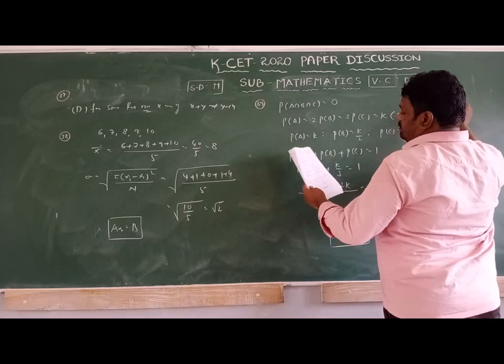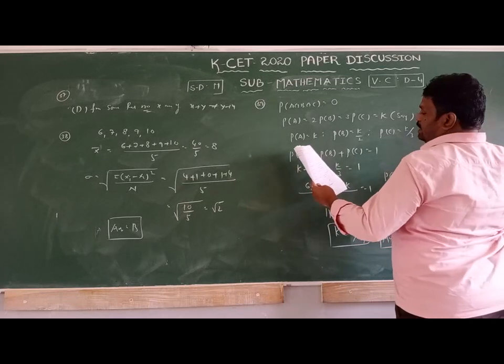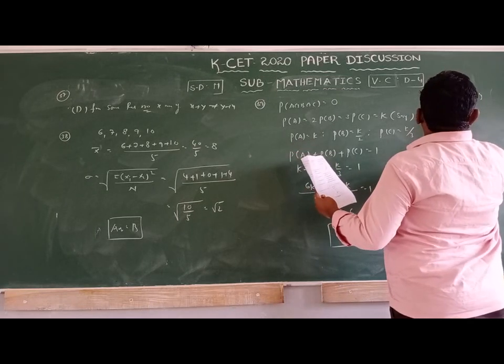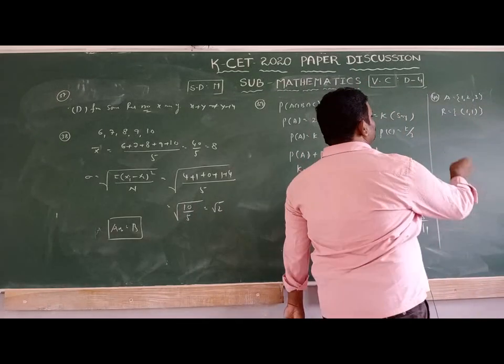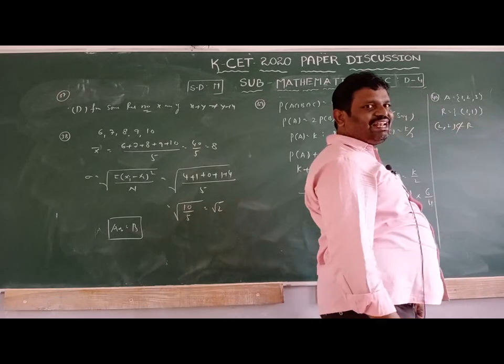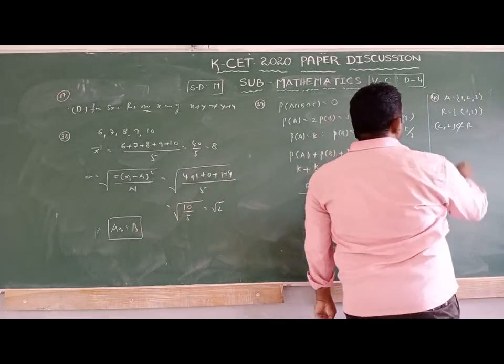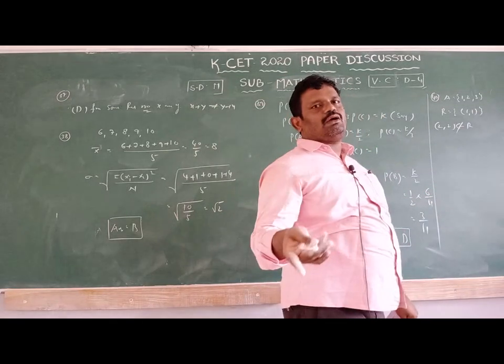Question 40: one set is given, A is equal to, suppose, 1, 2, 3, and R is a relation like this, given as 1 comma 1. Here 2 comma 2 does not belong to R, so that is not reflexive. But here we search for symmetric. Symmetric means 1 comma 1 and again 1 comma 1 is there.